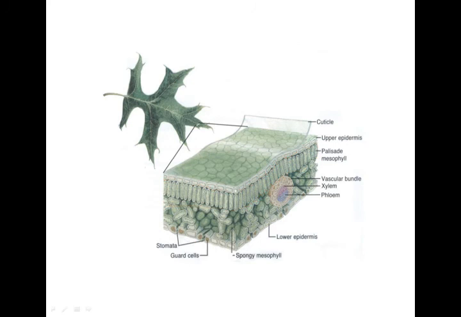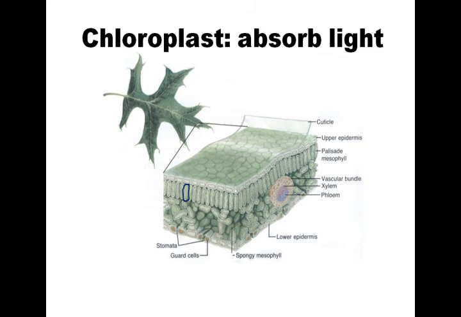Inside these cells are chloroplasts. Here is one cell, for example, that's highlighted. In there are chloroplasts. The top layer is designed to absorb light. So the chloroplasts inside the cell are designed to absorb light.